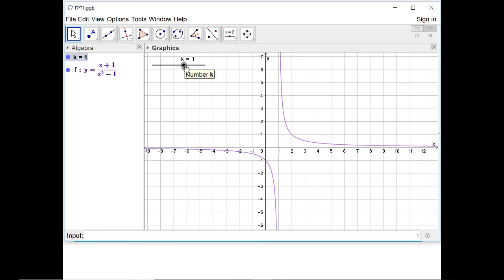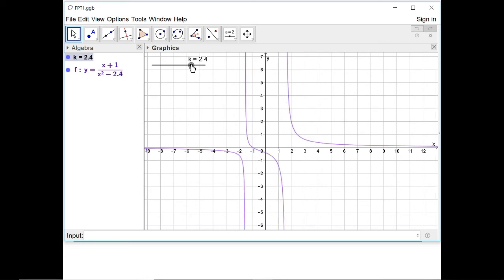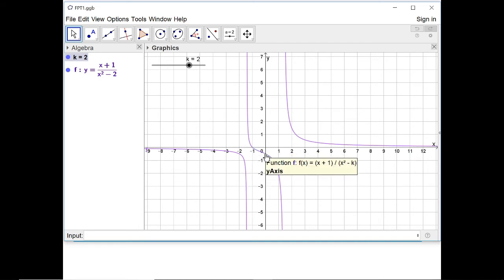And then the last thing it asked me to look at was k equals 2. So that's just there. Okay, I've got my x-axis as an asymptote again here. I've got a vertical asymptote here and here, and it's crossing the axis here at x equals negative 1. It's crossing the y-axis just there. So those are some features that I want to include in my answer.